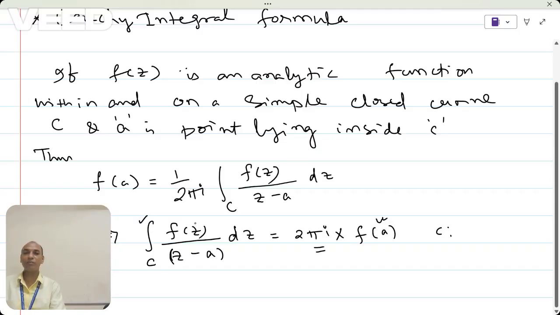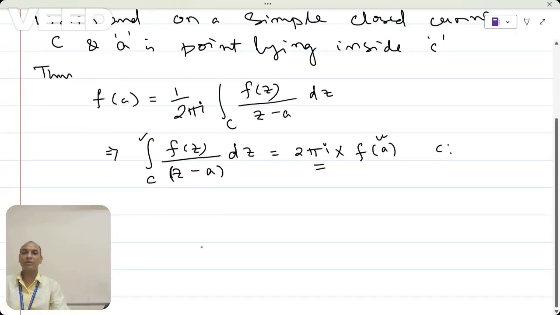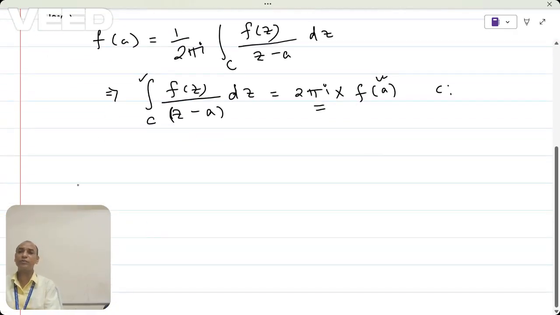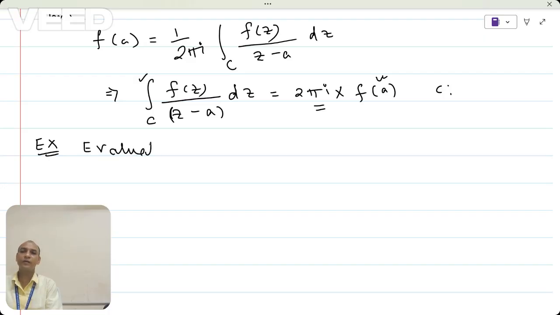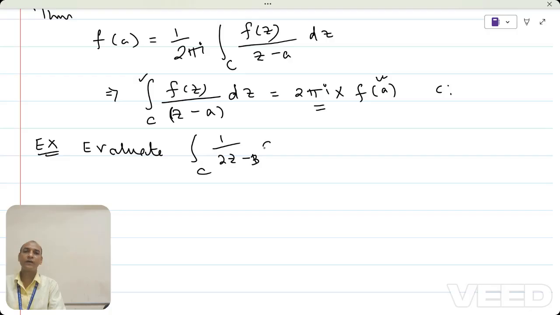So I will take some examples on this. Let me take the first one, a simple one. Simple example I will take. Question will be like this. Evaluate the integration over C of 1 by (2z minus 1)(2z minus 3) dz, where my closed curve C is given as mod z equal to 1.